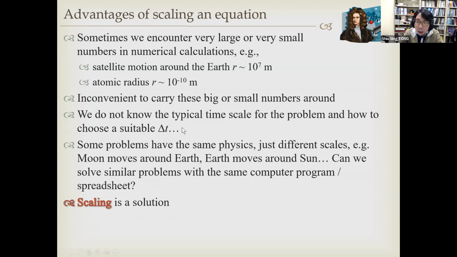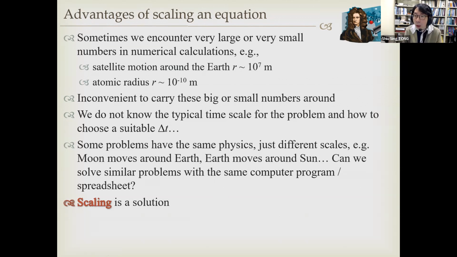Okay, if we scale the problem, we scale the differential equation, it will enable us to choose a suitable delta t for the problem to do the numerical calculation. And also, there are a lot of problems which have similar physics. For example, in the orbital motion under gravity, we have the moon moving around the Earth, the moon moving around the sun. All these problems share similar physical properties.